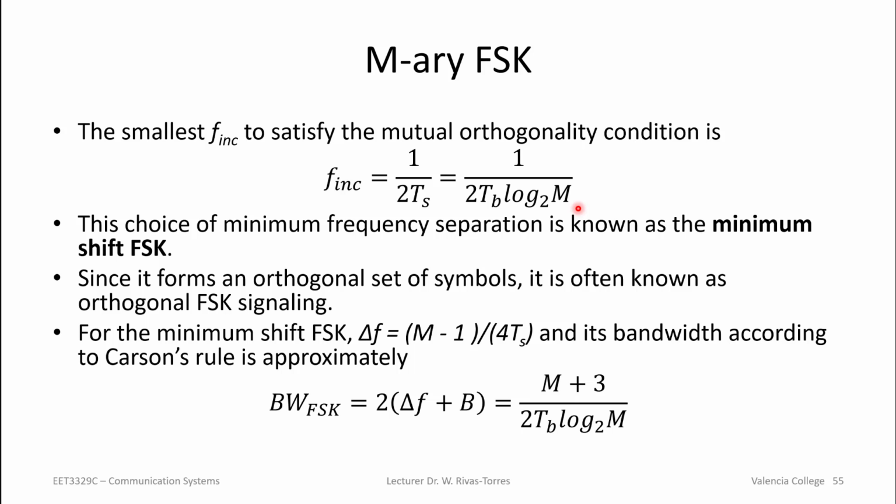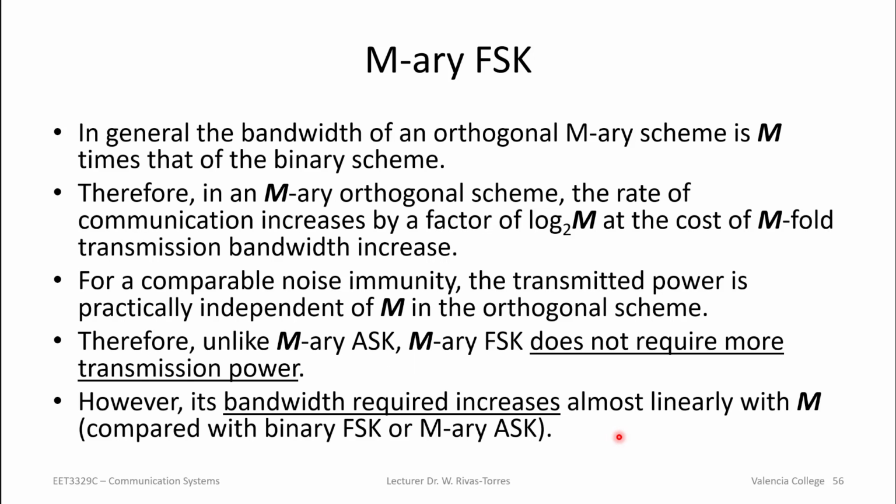All right. Now, if you use minimum shift FSK, this is your delta F based on this F increment. And then it's an FM signal, so the bandwidth is according to Carson's rule again, which is 2 delta F plus B, if you guys remember that. Which reduces down to this formula, M plus 3 over 2 Tb log 2 of M. In general, the bandwidth of an orthogonal M-ary scheme is still M times bigger or wider than the binary scheme, right?